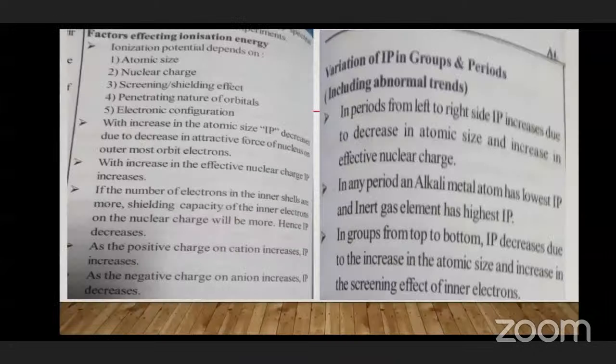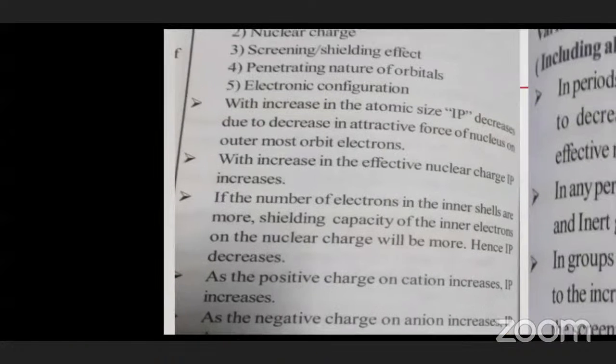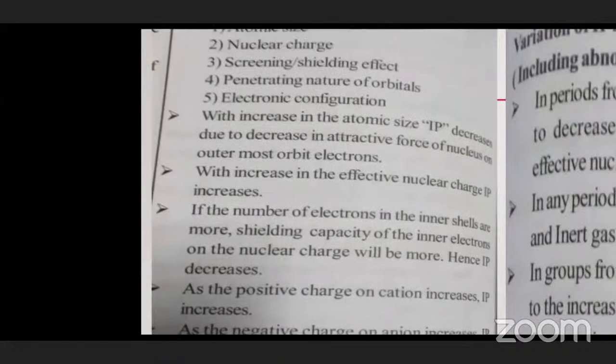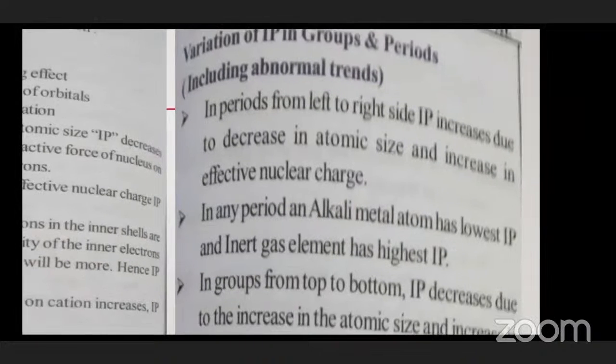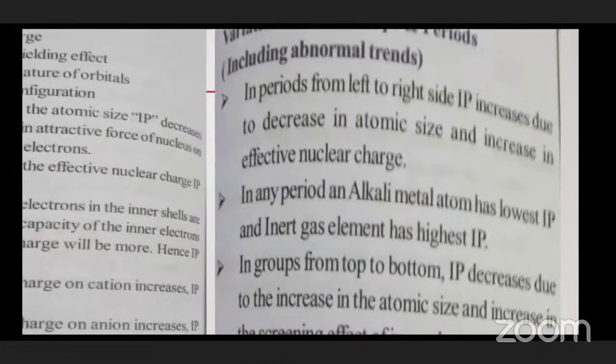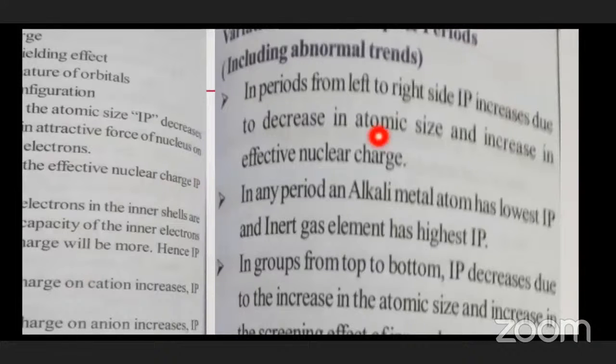Similarly, now the variation of ionization potential in groups and periods. How can it be explained? In periods, from left to right, ionization potential increases due to decrease in atomic size and increase in effective nuclear charge. Yesterday we have seen the atomic size, how the atomic size is decreasing and how the effective nuclear charge is increasing.